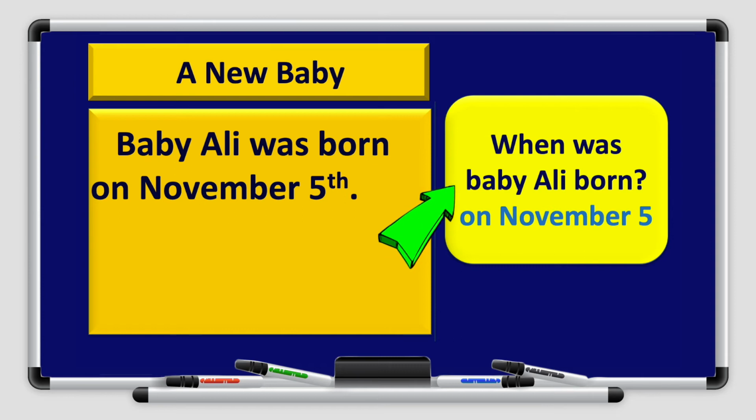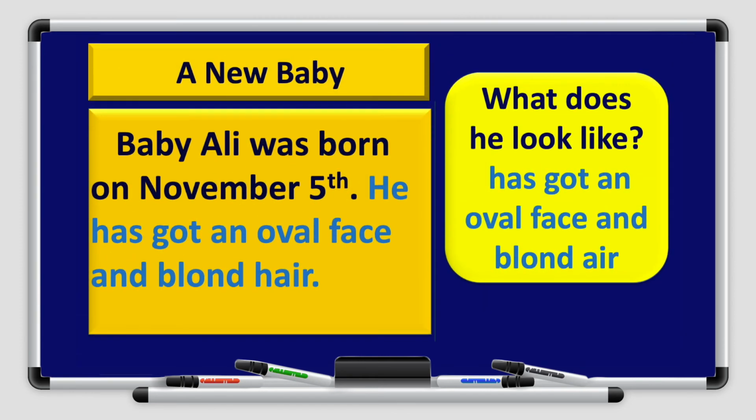Now let's look at the questions in the graphic organizer and our answers. When was baby Ali born? On November 5. So I will use the answer and put it in a complete, correct sentence. Baby Ali was born on November 5th. Now let's go to question number 2. What does he look like? We answered, has got an oval face and blonde hair. We will use this answer in a complete sentence. He has got an oval face and blonde hair.